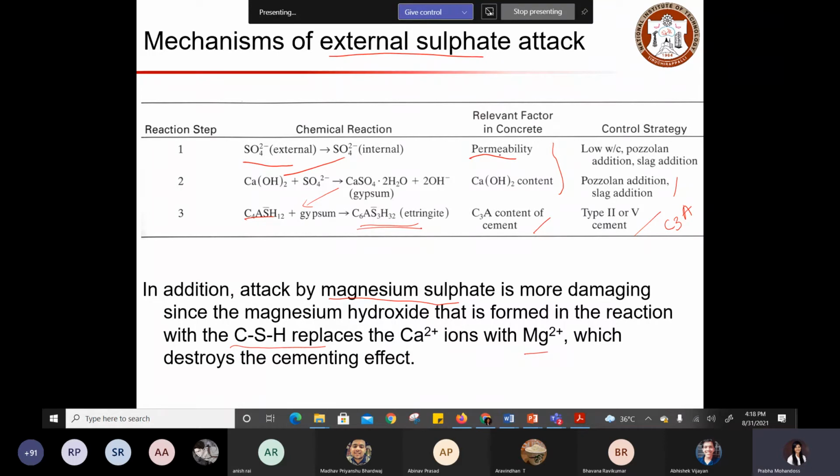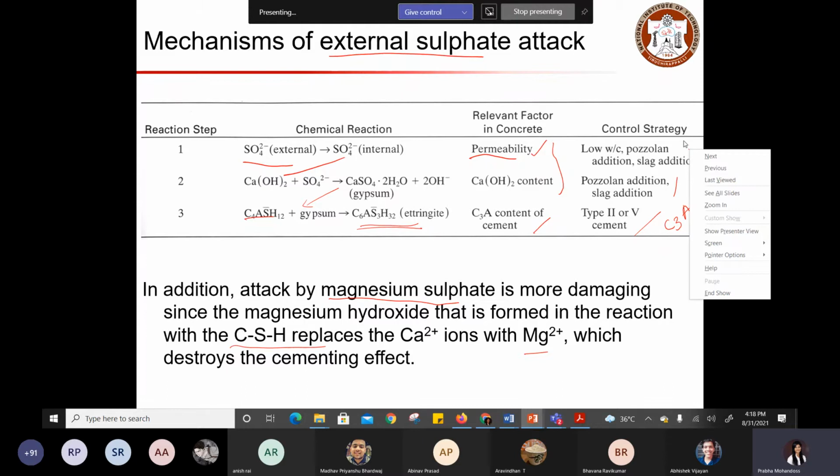So what are the things that lead to high permeable concrete? Other sources, the external sulfates, can enter into your concrete. So what are the ways to control it? You can reduce the water cement ratio. You can add pozzolans or slag additions to get a denser matrix.